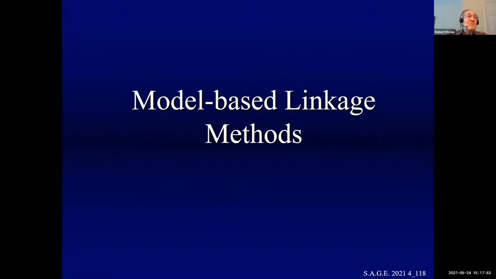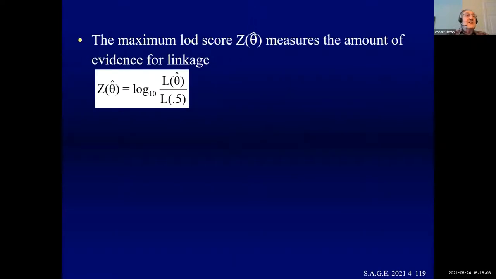I suppose the basic first one was by Haldane and Smith back in the, oh, I don't know, 30s or 40s. Using maximum likelihood on pedigrees, at least of size of three generations, maybe more. So the maximum log score, which we shall denote Z of theta hat, in other words, it's max using the maximum likelihood estimate of theta. It measures the amount of evidence for linkage, and so this Z of theta hat is just the log to base 10 of the likelihood evaluated at the maximum likelihood estimator theta hat divided by the likelihood at 0.5.